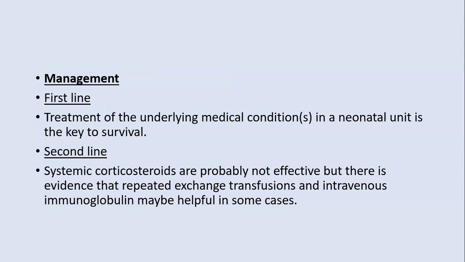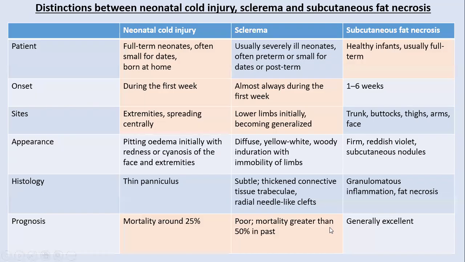Management is, first of all, to treat the underlying medical condition. Secondly, systemic corticosteroids are probably not effective, but there is evidence that repeated exchange transfusions and intravenous immunoglobulin are helpful in some cases. So this table distinguishes neonatal cold injury, scleroderma neonatorum, and subcutaneous fat necrosis. First of all, the patient.